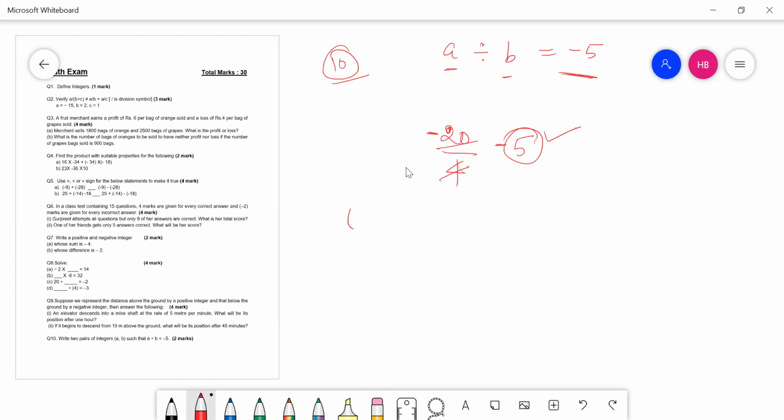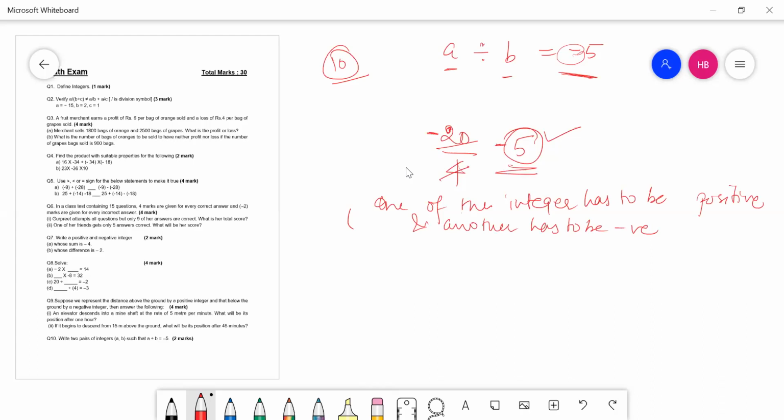So one of the integers has to be positive and the other has to be negative, because positive divided by negative or negative divided by positive will give me negative as an answer, right? So from a and b, one has to be positive and one has to be negative. You just have to find all those pairs such that you get minus 5 as an answer.